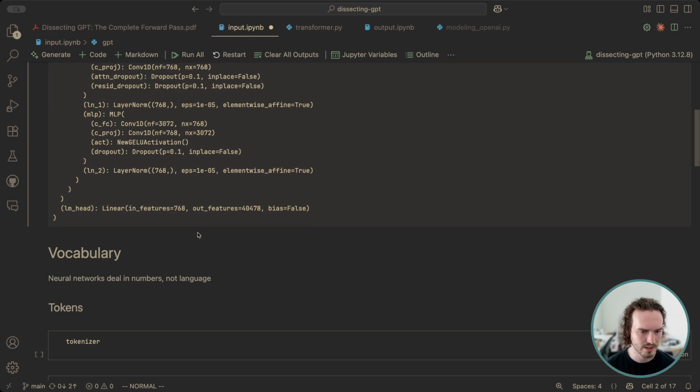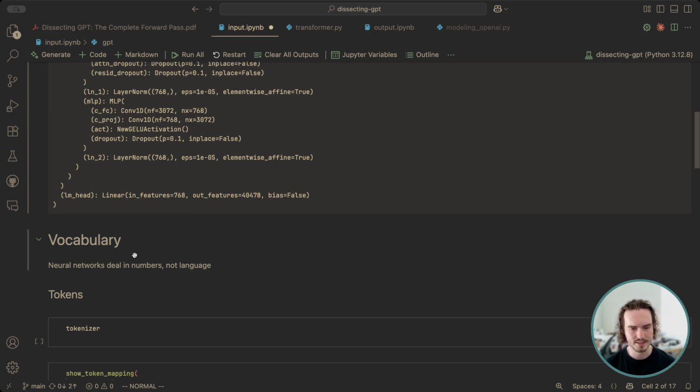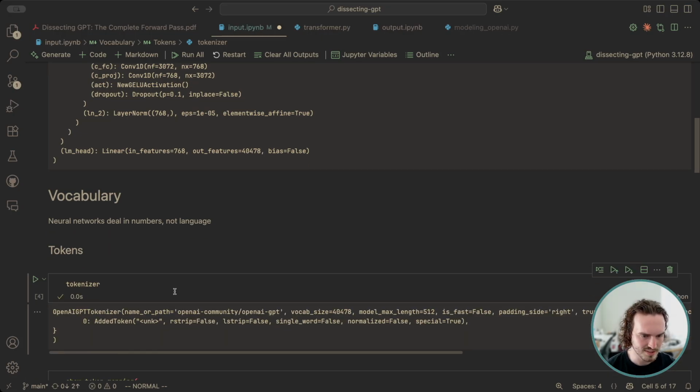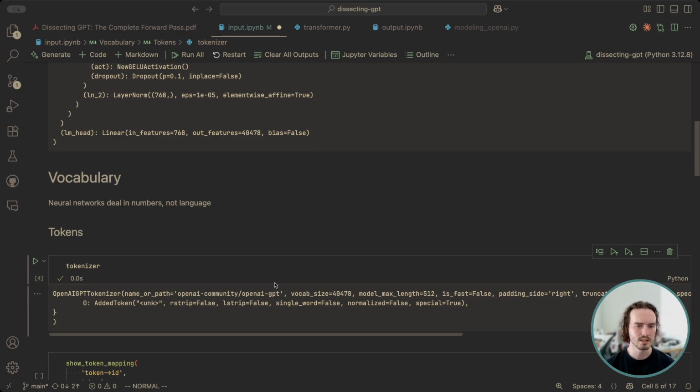But to start with, neural networks deal in numbers, not human language. And so we need some means of translating from human language into something the model can understand. And so that's where tokens come in. So if we display our tokenizer, we can see OpenAI GPT tokenizer, and then notably it has a vocabulary size of 40,478. So a tokenizer has a vocabulary.